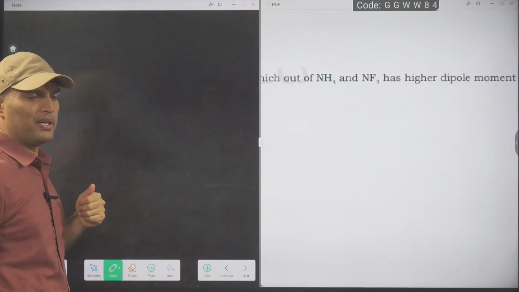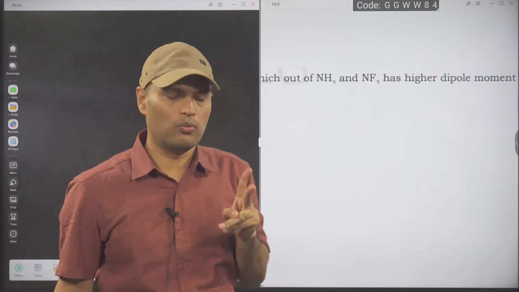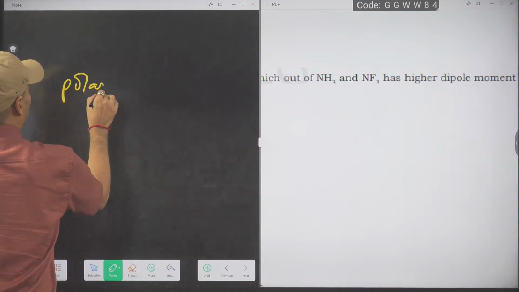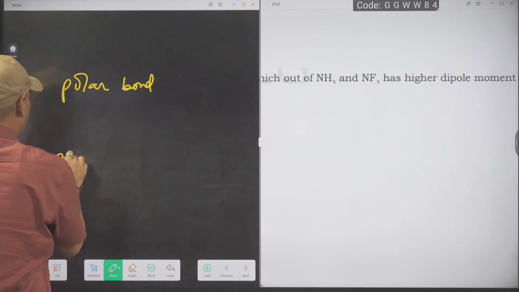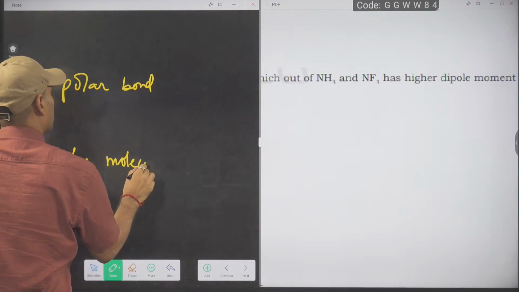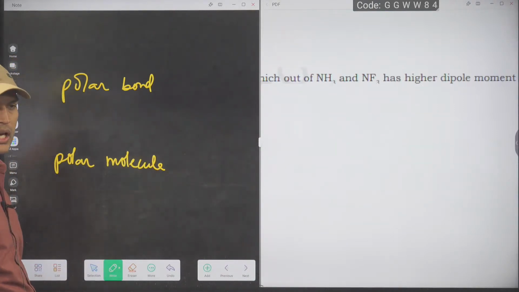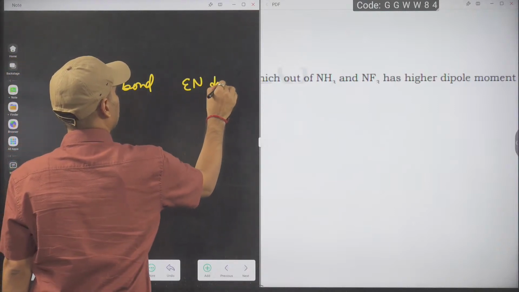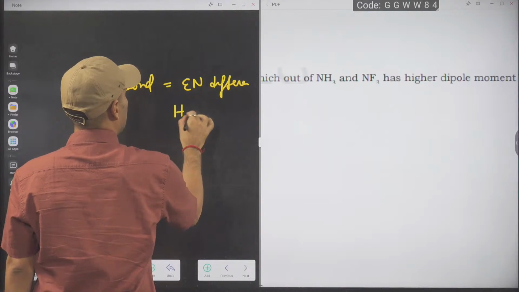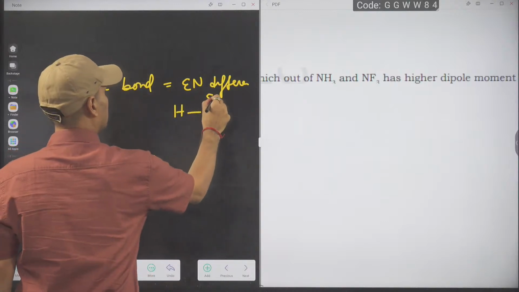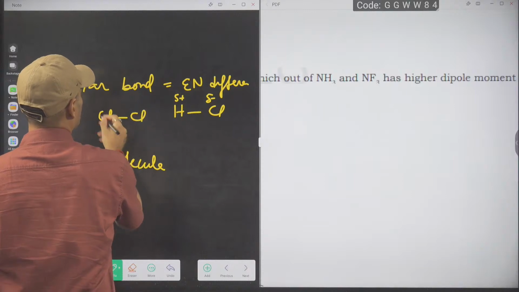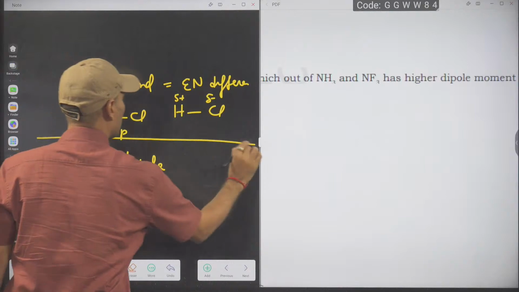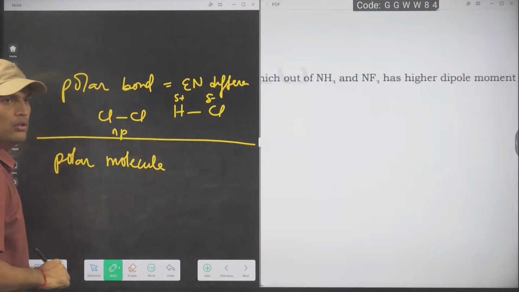One question came in your paper. See, there are two types of question. One is about a polar bond, the other is about a polar molecule. These two things are not the same. Polar bond means you can simply say there should be an EN difference. Like HCl, EN difference is there, so polar bond. If you say Cl2, no EN difference, non-polar bond. So this is just about the bond. This is about the molecule overall.